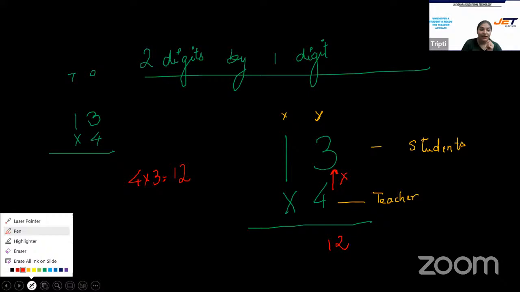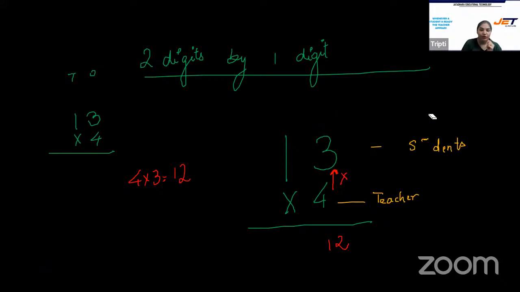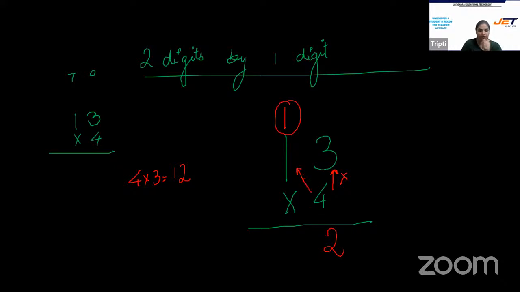But I can't write 12 over here. Just like we were doing in addition, you remember, like putting the number on top of the other. So 12 can't be written like this. I'm going to write 1 here, 2 here. 1 is carried over. Next, the teacher will go to the next student, which is 1. So 4 times 1 is 4. And can you see the number carried over? Yeah, 4 plus 1 is 5. So the answer is 52. 2 students, 1 teacher.